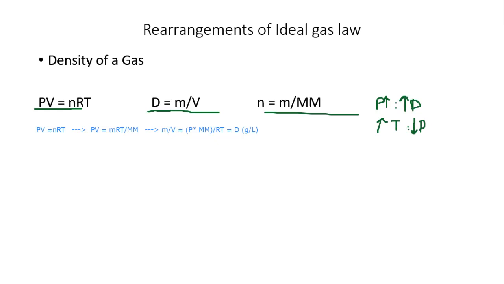Now, another property you can calculate is the molar mass of a gas. If we take PV equals mRT divided by molar mass, we get that the molar mass equals mRT divided by PV. And again, the molar mass is in units of grams per mole. So these are the two additional calculations we can do that involve the ideal gas equation.